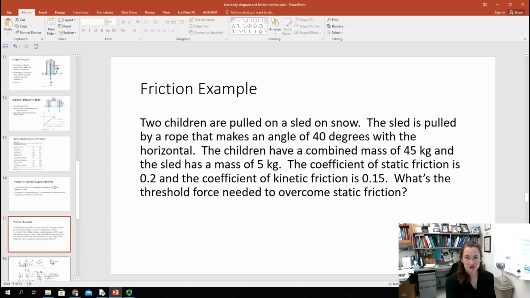Let's say that you've got two children sitting on a sled on the snow, and the sled is being pulled by a rope that makes an angle of 40 degrees with the horizontal. The children have a combined mass of 45 kilograms and the sled has a mass of 5 kilograms. The coefficient of static friction is 0.2 and the coefficient of kinetic friction for the sled on snow is 0.15. So what's the threshold force needed to overcome static friction? Okay?